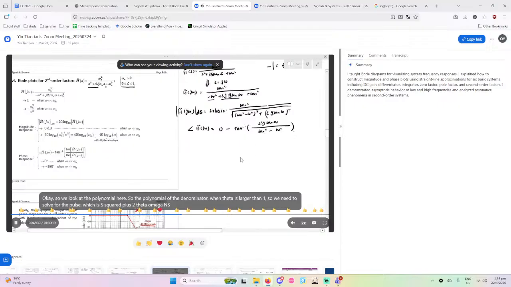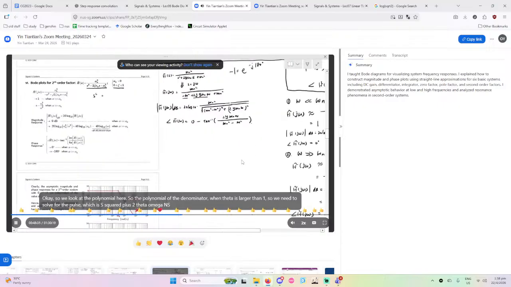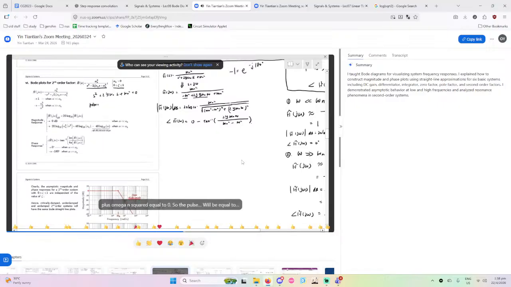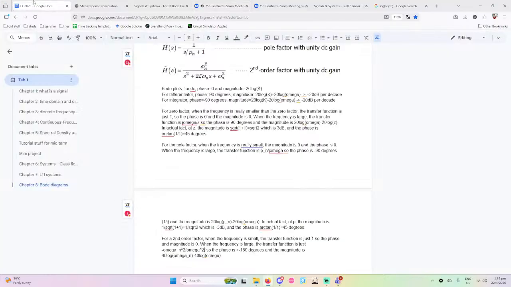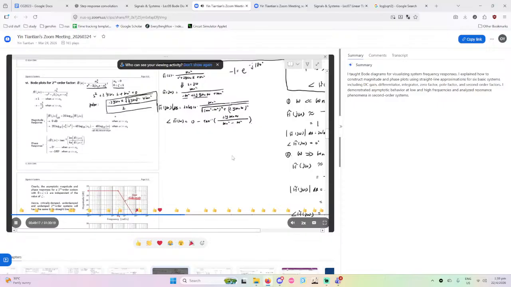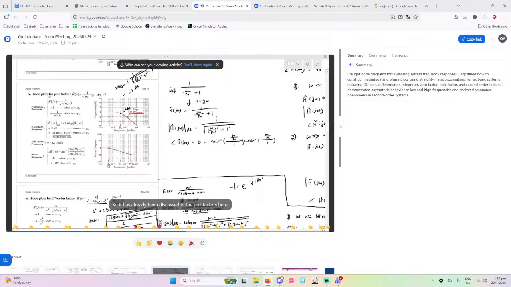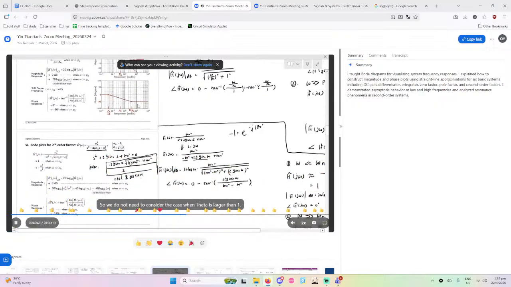Okay, so we look at the polynomial here. For the denominator, when theta is larger than 1, we need to solve for the poles, which is s squared plus 2 theta omega n s plus omega n squared equal to 0. So when theta is larger than 1, the poles will be equal to this value. What can we see here? We can see that we have two real and distinct poles. If we have two real and distinct poles, it can be regarded as the pole factors here, which have already been discussed. So we do not need to consider the case when theta is larger than 1.